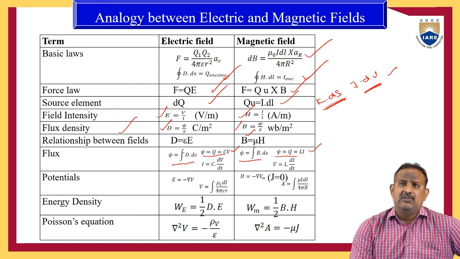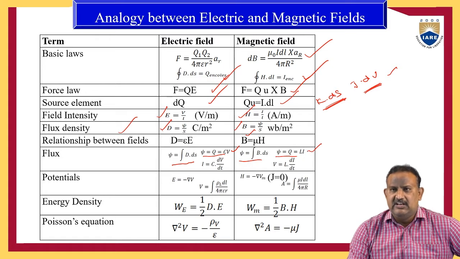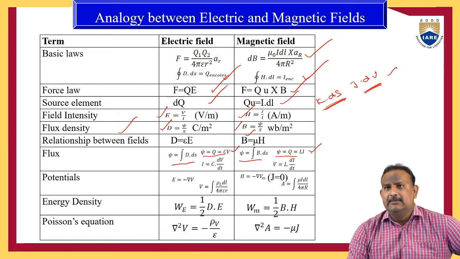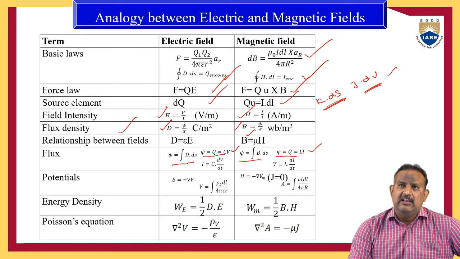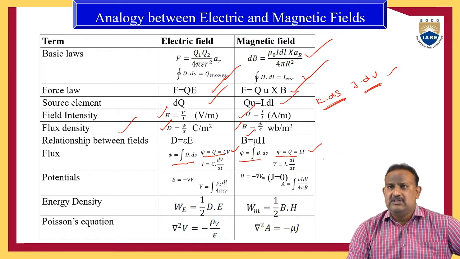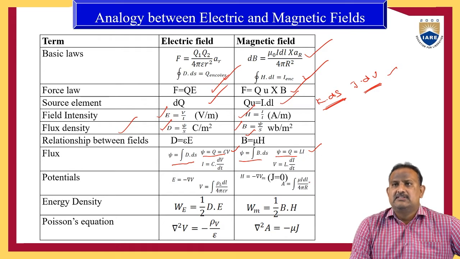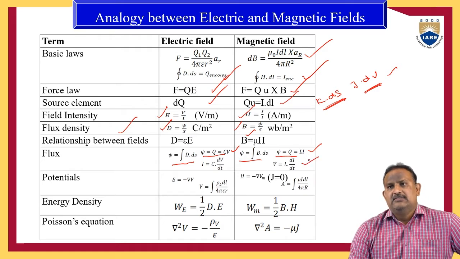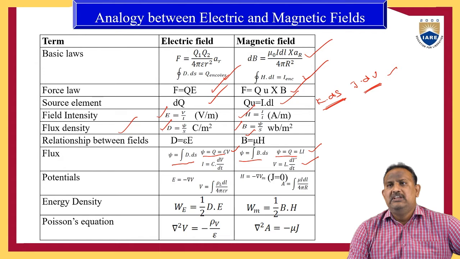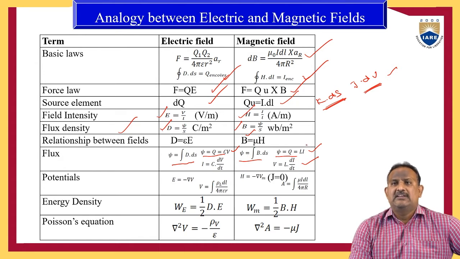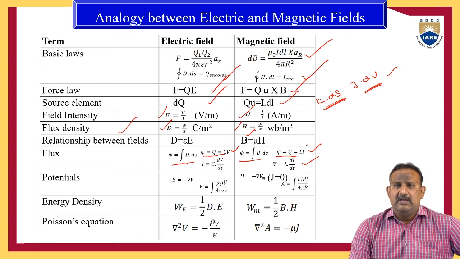So in the electric field we use the capacitor, whereas in the magnetic field we use the inductor. And in place of voltage in the electric field, in the magnetic field we use the current. Just see the comparison between electric and magnetic fields. Next, coming to the voltage: V is equal to L into di by dt. So this is about the flux relation between electric and magnetic fields.